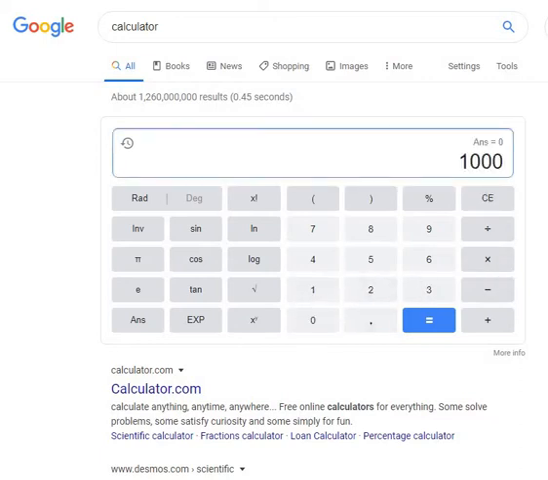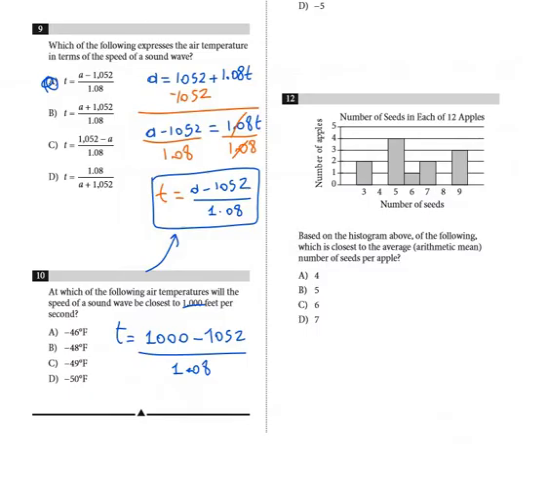1000 minus 1052 divided by 1.08 will give you negative 48.14. Negative 48.14 is the number closest to B.